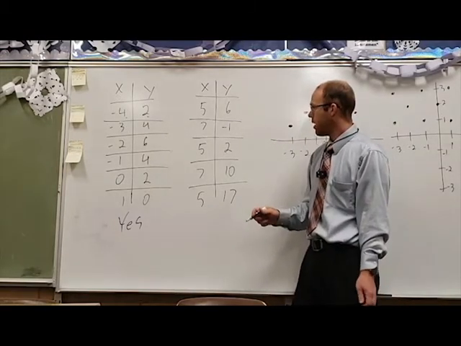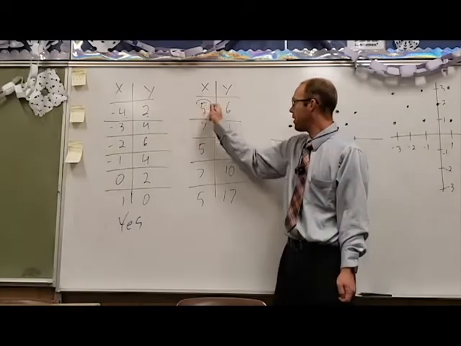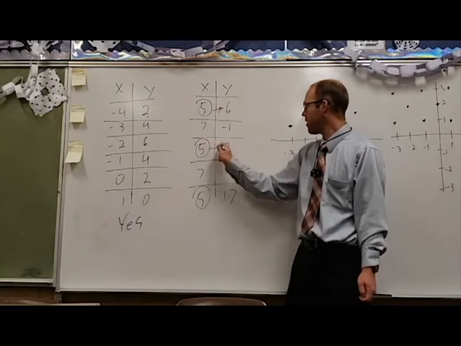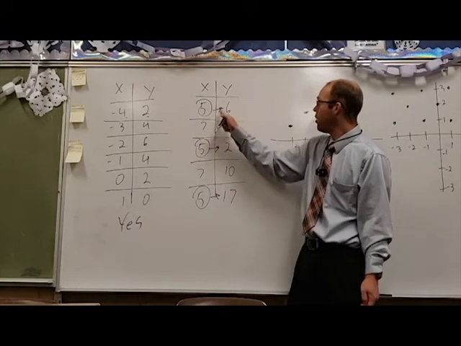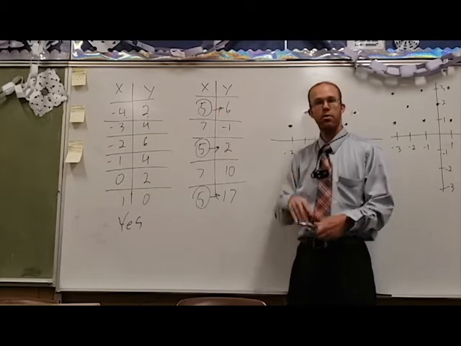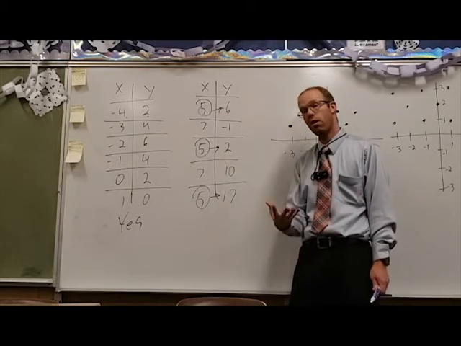And in this case, there are actually a couple of different things. The 5 right here shows up in 3 different places, and each time it has a different output. So we have one output, a second output, and a third output. The 5 actually has 3 different outputs, which makes this not a function.